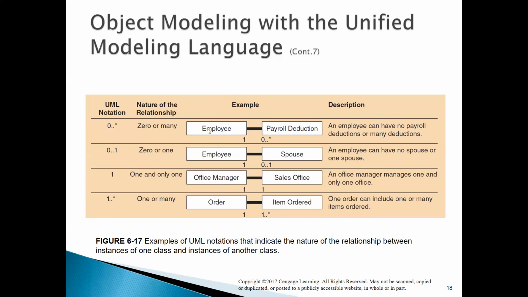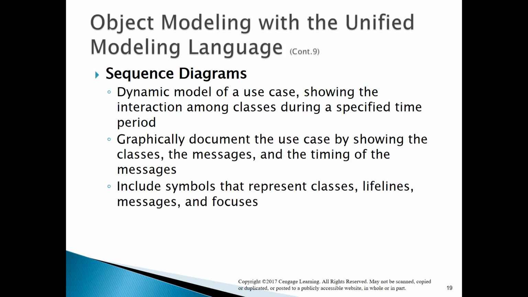Here you have one class, Employee, and how the class is connected to the other object, and the nature of the relationship: 0 to many, 0 to 1, 1 and 1 only, 1 or many. Now, don't worry about this. This is for general information.